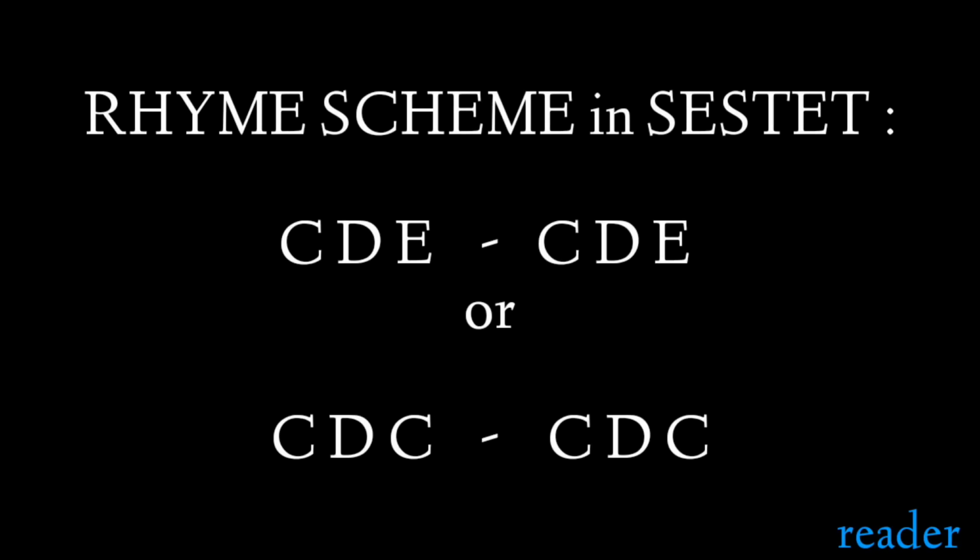The structural rhyme scheme of the Petrarchan sonnet is ABBA, ABBA for the 2 quatrains in the octave: ABBA in one quatrain and ABBA in the other. And CDE, CDE, or in some cases CDC, CDC is the rhyme scheme in the sestet, which is made of 2 tercets.